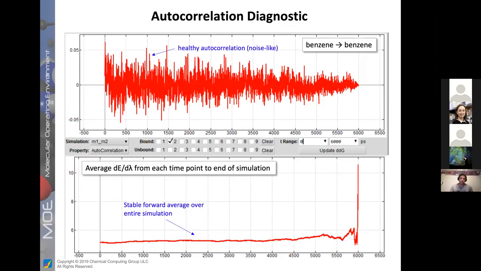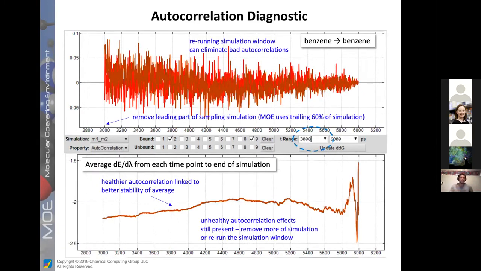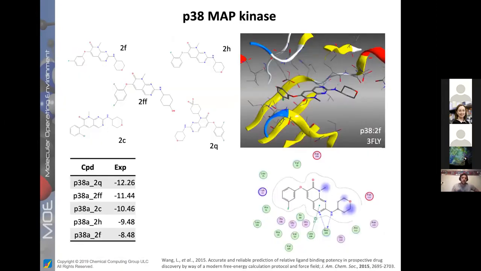So you want something noise-like. If you have identified some problem, you can rerun the individual lambda window and get some noise-like lambda window to resurrect your transformations. Finally, just one benchmark quickly. We ran the P38 MAP kinase example like everybody else.